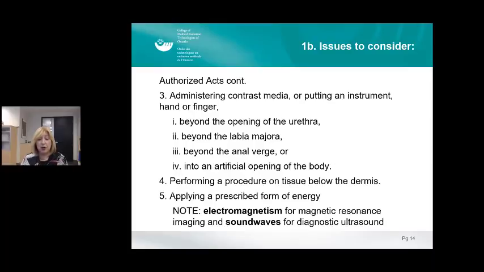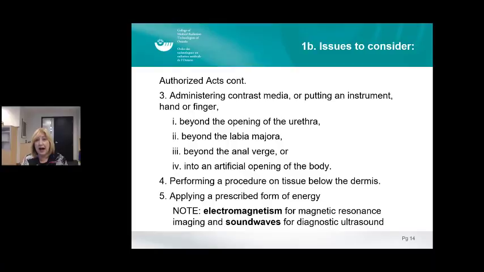And if we look at performing a procedure on tissue below the dermis, that's a huge authorized act, right? That includes everything from doing a skin prick to doing brain surgery. And you'll see it's not defined in the authorized act specifically which parts of that controlled act medical radiation and imaging technologists are doing, because we have these other 3 controls in place that protect the public.